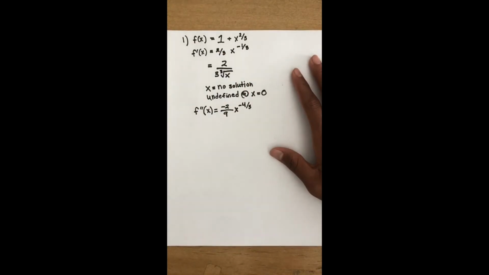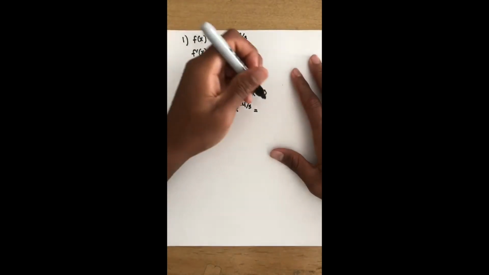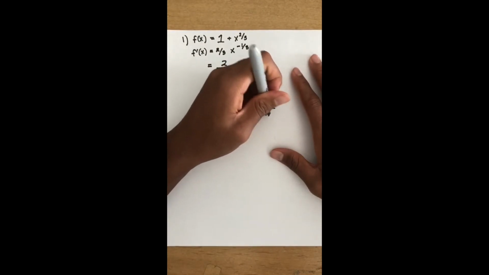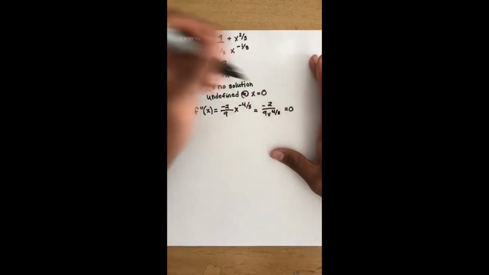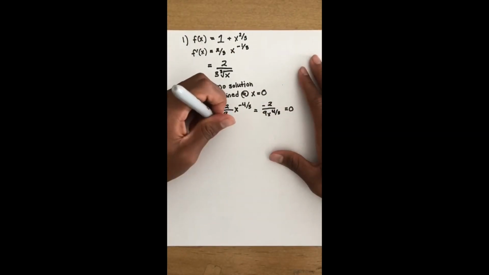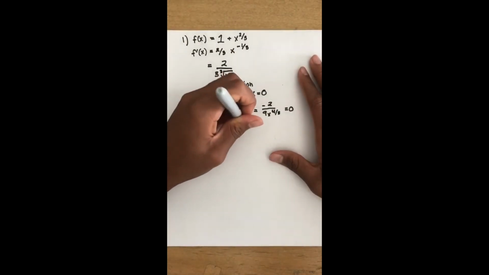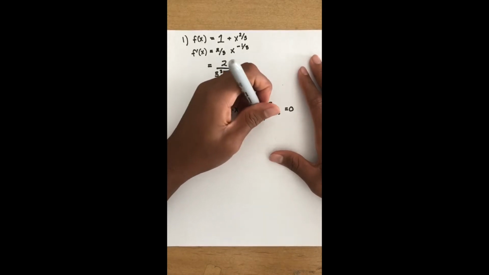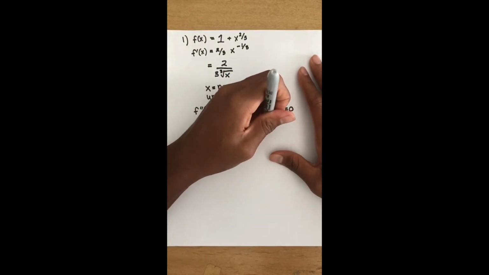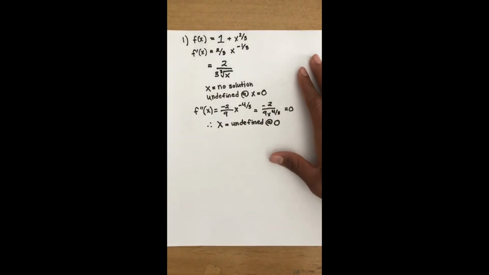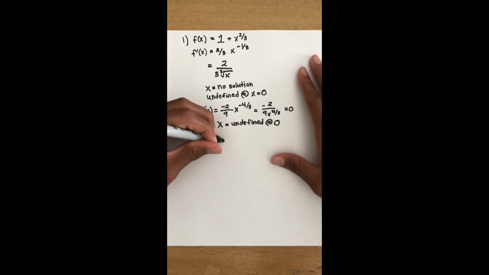In this case, x is undefined at 0, meaning that there is no solution which satisfies this equation. So to find the concavity of this equation, we have to do the second derivative test. And in this case, the second derivative is negative 2/9 x to the negative 4/5 power. And then we have to set that equation equal to 0 and solve for x.